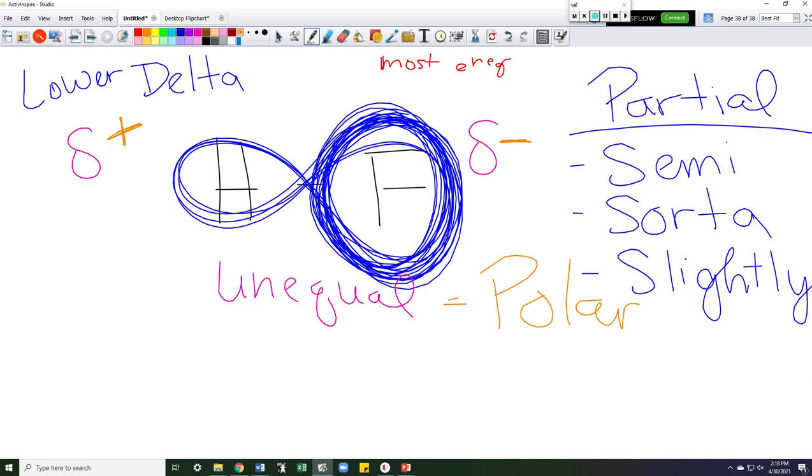And what does it mean in English words? Partial, semi, sorta, slightly. But they all mean the same thing, right? What I'm trying to get at is this. Is it fully negative and fully positive? No, it's slightly positive and slightly negative. All right, so let's go to the next one.